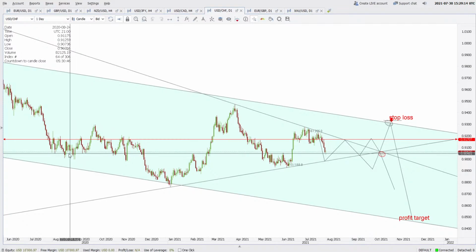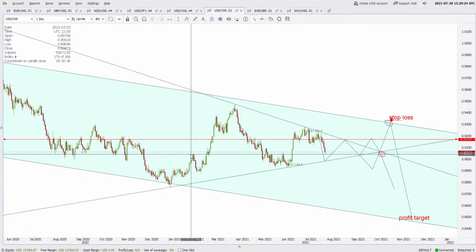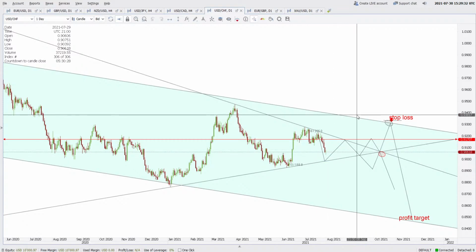You see how important this level is. This region was important here, here, and here. Four times the price got rejected from here, from here, and here. So maybe that is why the price is getting rejected here also. But will it go to the top side?